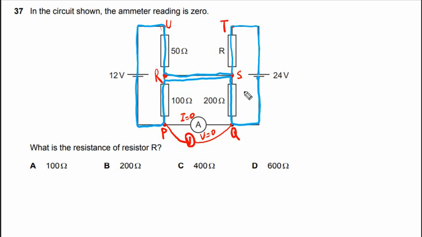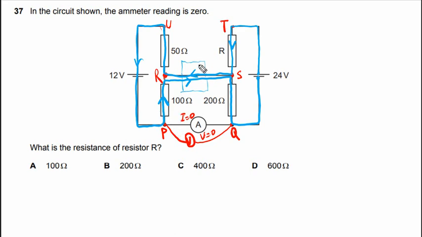Now, my question for you is, is it possible that current flows like this? Take some time and try to answer this question. Is it possible or not? Especially you need to look at the current in this wire.